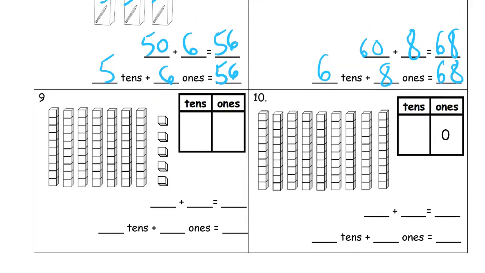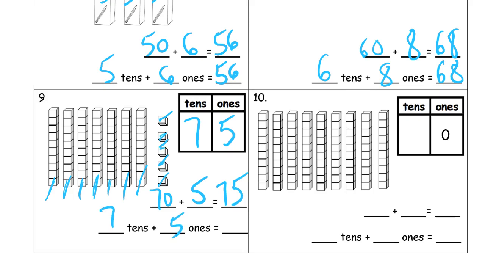And in the pictures of the Dienes blocks, how many 10 sticks do we have? We have 1, 2, 3, 4, 5, 6, 7. 7 tens is the same as 10, 20, 30, 40, 50, 60, 70. And this is 1, 2, 3, 4, 5 ones. 70 plus 5, 70, 71, 72, 73, 74, 75. 7 tens, 5 ones, 75.